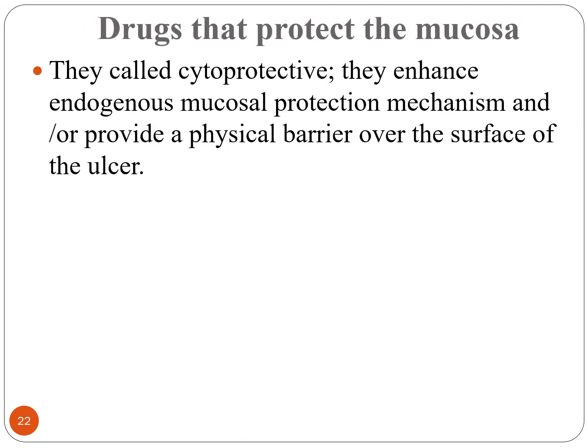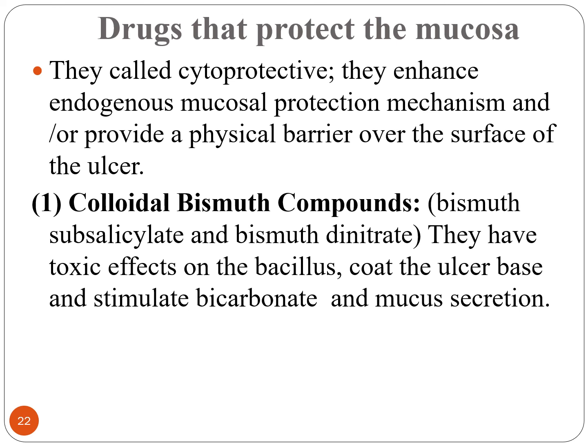Last we'll talk about the drugs that are used pharmacologically to protect the gastric mucosa. These drugs are called cytoprotective drugs. They enhance indigenous mucosal protection mechanisms and or provide a physical barrier over the surface of the ulcer, so they protect the ulcer by a physical barrier. This includes, first, the colloidal bismuth compounds such as bismuth subsalicylate and bismuth dinitrate.